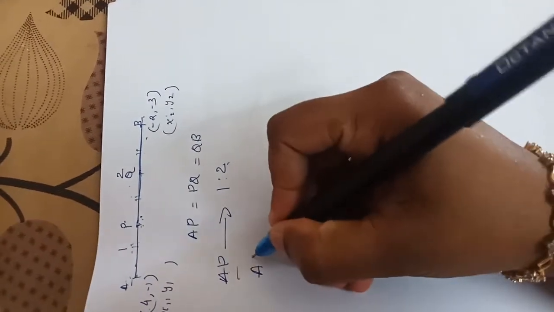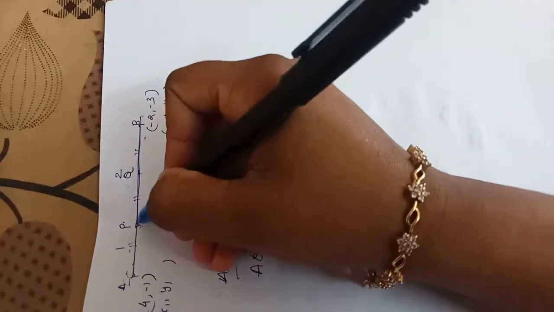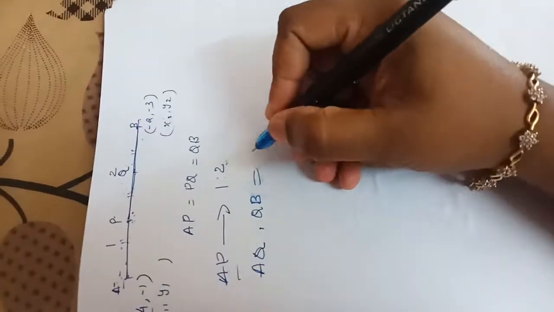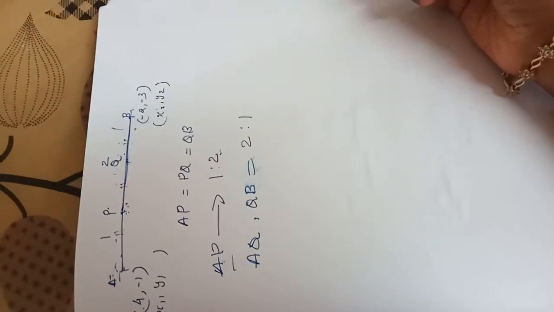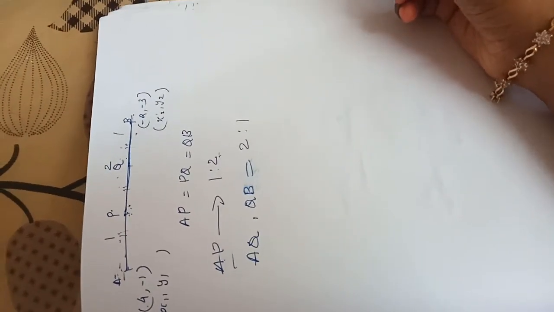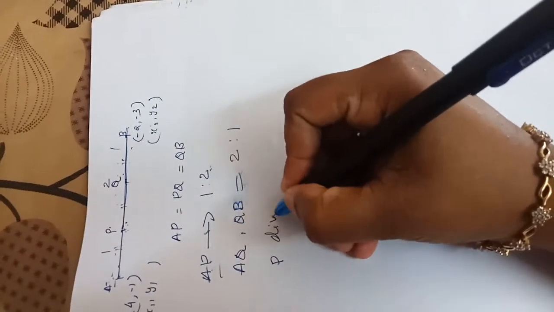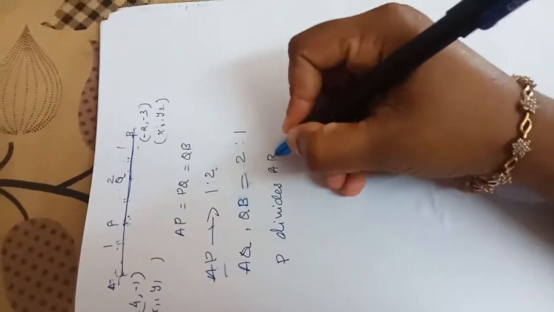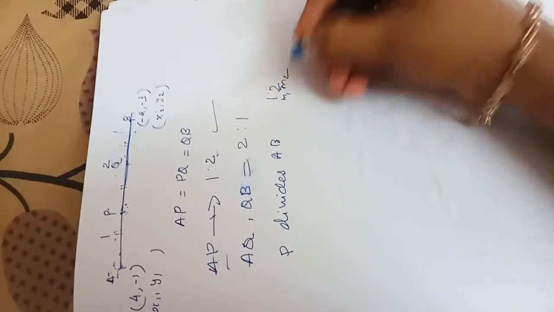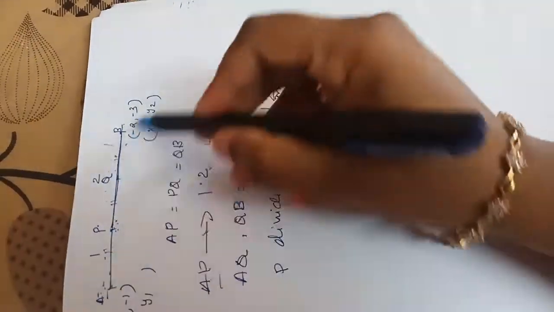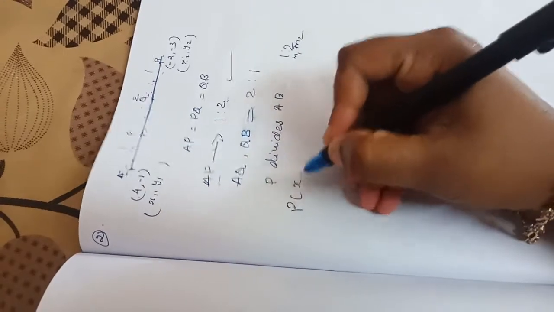Next is A to Q and Q to B: first 2, remaining is 1, so 2 is to 1. These two are the ratios you have to find out. So P divides AB in the ratio 1 is to 2. These two are m1, m2, and the points we have here are x1, y1, x2, y2. So I am going to find out P of x, y.